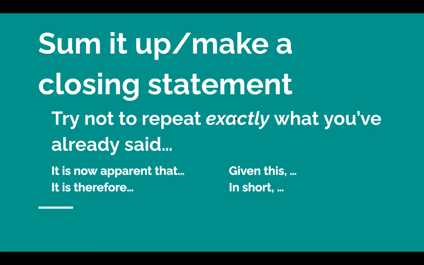Finally, the S in RACES is sum it up or make a closing statement. And you want to try not to repeat exactly what you've already said when you sum it up, right? So you could say something like, it is now apparent that the characters are having internal struggles, instead of the conflict is a character versus self conflict. And so it's phrased differently than that opening answer.